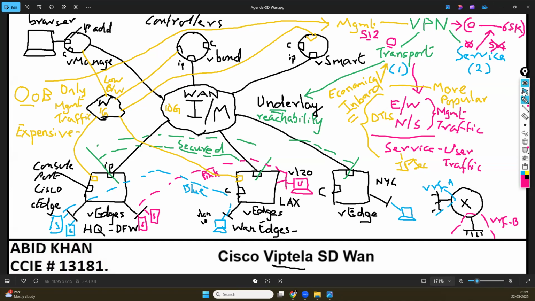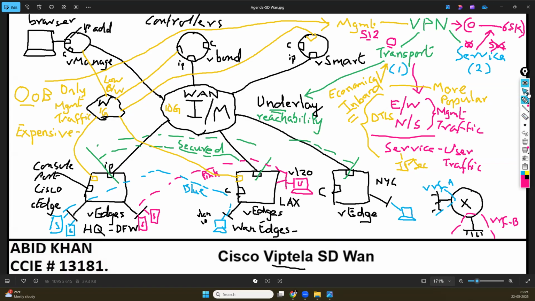Okay, that is one thing. So we have to think about what the service VPN numbers will be that we want to use, and what the transport VPN will be. Will it be 0 or 512? Or if you have out of band, what will be the management VPN? If for transport I have taken 0, then management VPN will be 512. If I have taken 512 for transport VPN and I want out of band management, then for management VPN I will have to use 0 only. Only two numbers are reserved here. The rest will all be service VPNs. Right, that is done.